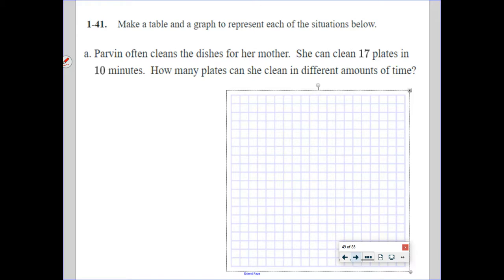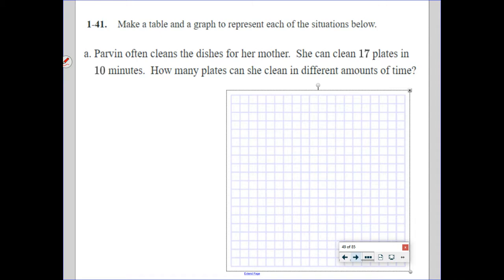we are going to do two problems. Now, for today, you will need some graph paper because we are going to be doing, look at what it says, problem 141. Make a table and a graph to represent each of the situations below. And this is problem 141 in your book.